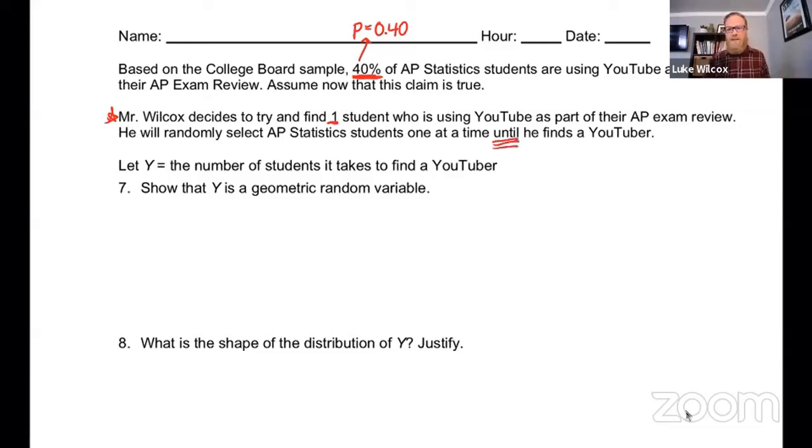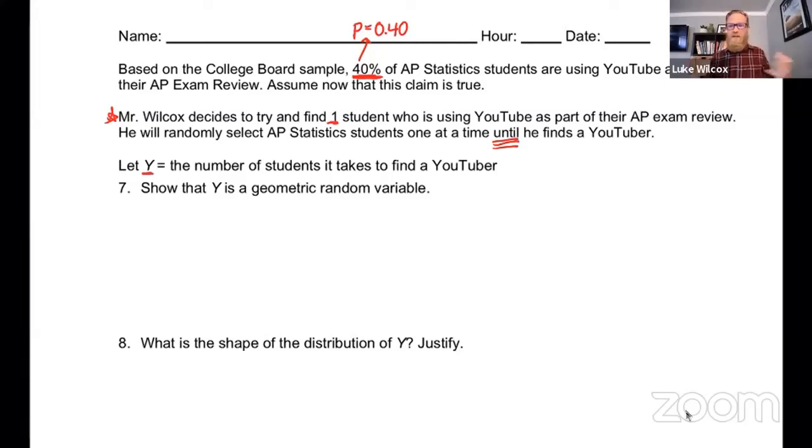So another way of saying this is I'm going to keep taking trial after trial until I get my first success, where the success is defined as the person being a YouTuber. And here's the random variable. Y represents the number of students it takes to find a YouTuber. Now, right away, I want you to recognize that this is not a binomial random variable. And the reason is because for a binomial random variable, you have to have a fixed number of trials.